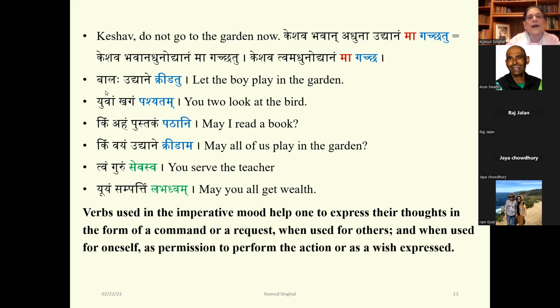Now if you have Balaka udyane kridatu, right? Since it is balaka, you have to use the prathama purusha ekavachana. So here it will mean, let the boy play in the garden.